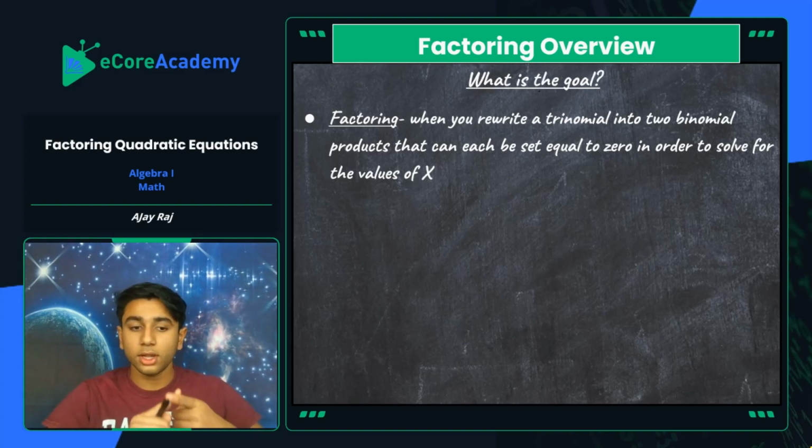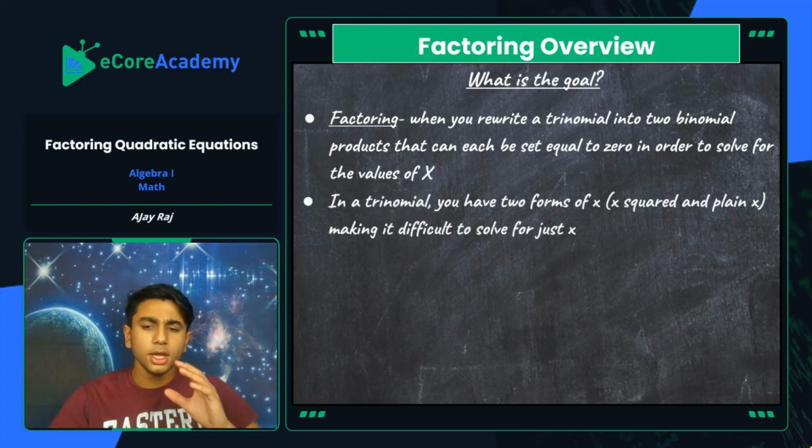You're going in reverse to create those 2 binomials so that each of them can be set equal to 0 in order to solve for the values of x. And of course, those are known as your zeros. Those are your x-intercepts, where the parabola itself crosses the x-axis.